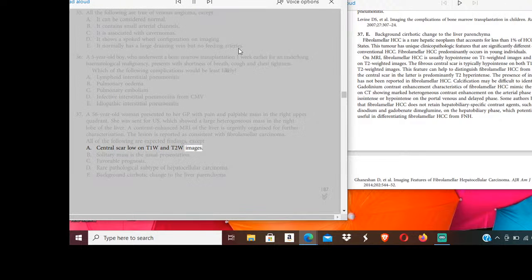B. Solitary mass is the usual presentation. C. Favorable prognosis. D. Rare pathological subtype of hepatocellular carcinoma. E. Background cirrhotic change to the liver parenchyma.